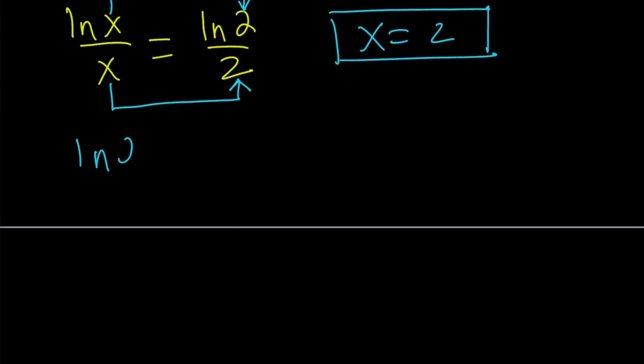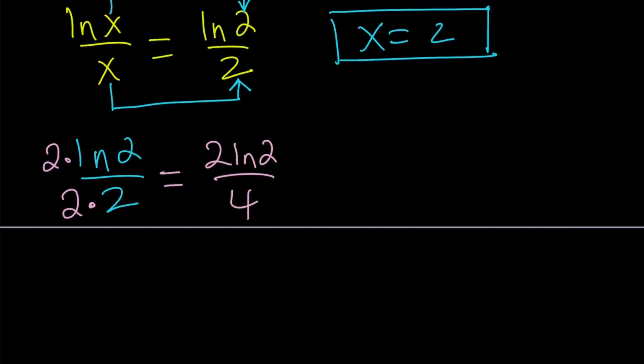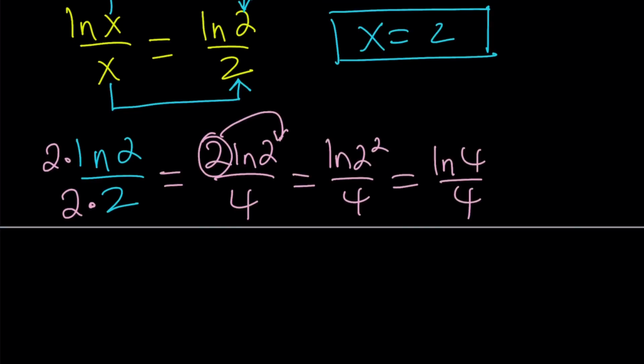So if you have ln 2 over 2, you can go ahead and multiply the top and the bottom by another 2. So you can basically multiply by 2 here and multiply by 2 here. So this becomes 2 ln 2 over 4. But this 2 can be a power, and this becomes ln 2 squared over 4, and that is ln 4 over 4. Now what does that tell you? It tells you that ln 2 over 2 is equal to ln 4 over 4. And you can always check this with a calculator. This just means ln 4 is 2 times ln 2, which is true.